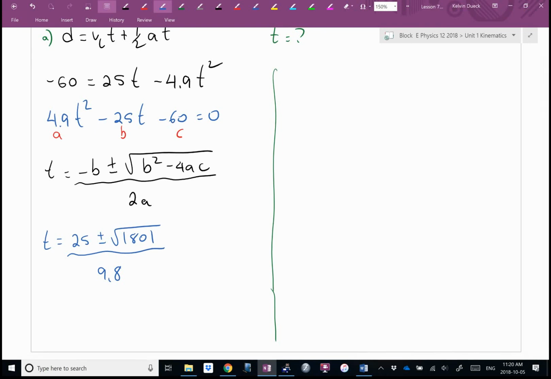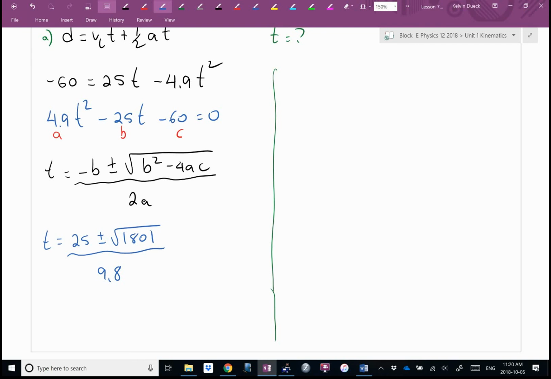Now, who has the quadratic solver? What calculator do you have? Casio? On the top left corner, second from the top, do you have a CALC button? So you have the quadratic solver. I'm asking who has the quadratic solver. Okay. Those of you that have the quadratic solver, pause. Those of you that don't, we need to type this in.